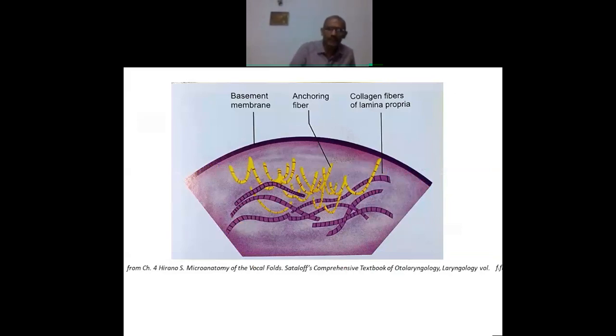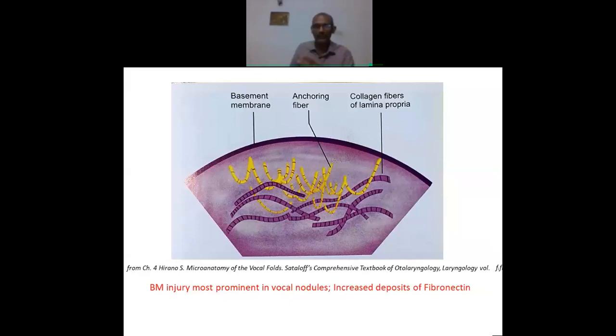Again, another microanatomy. You have the basement membrane, the anchoring fibers, and the collagen fibers of the lamina propria. So these are the various important structures within the upper, outer layers. And they say that in vocal nodules, the most injury happens because of the constant friction. The injury happens in the basement membrane, with increased deposit of fibronectin. The increased deposit of fibronectin is what slowly transforms into or becomes vocal nodules.